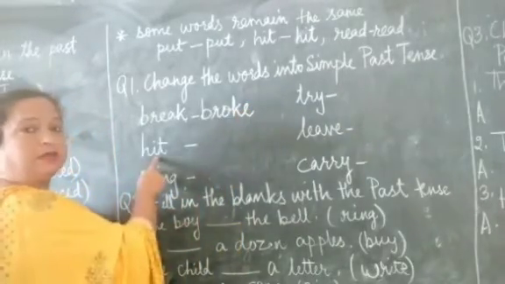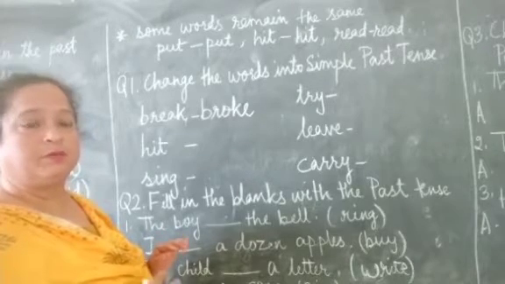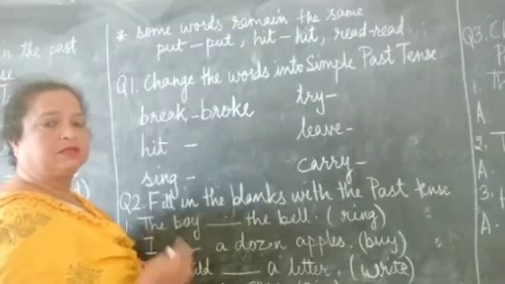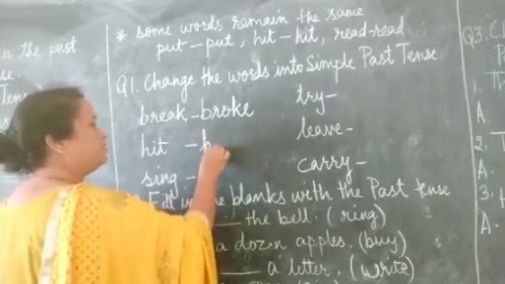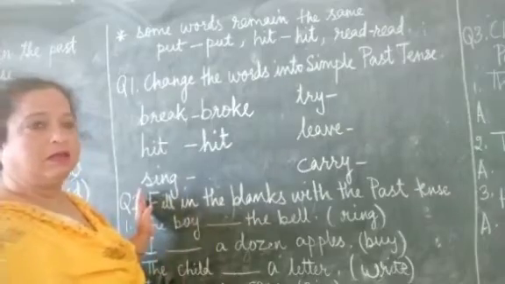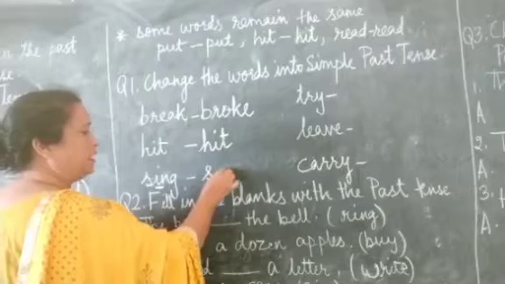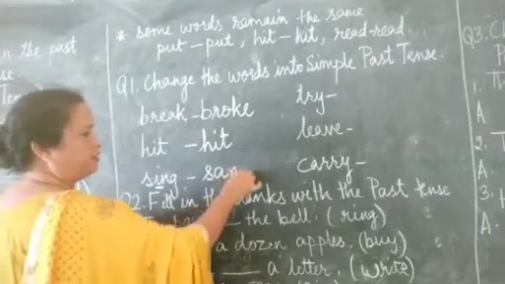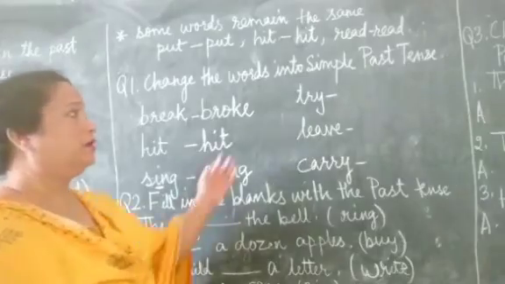Next we have hit. Since we already know that there are certain words that do not bring any change, they remain the same in the past tense and the simple present tense. We write it as it is. Next we have sing. In this, we change the I alphabet and we write A instead of I, and we write the rest of the alphabets, and instead of sing, we have sang.